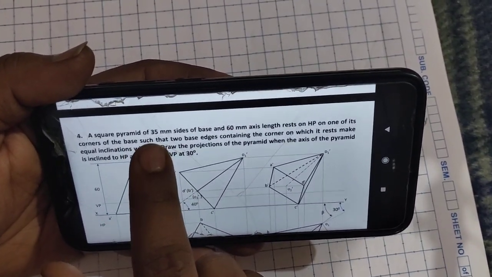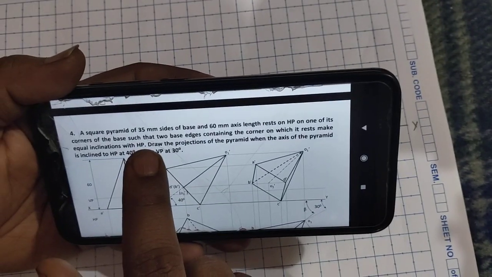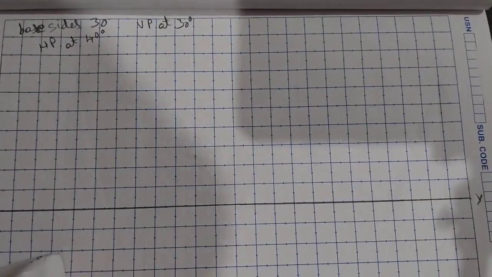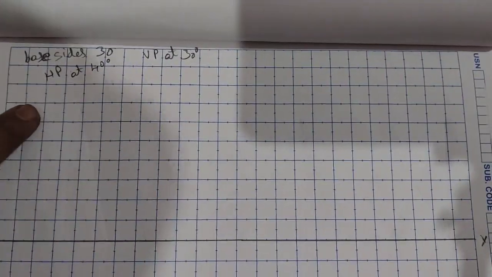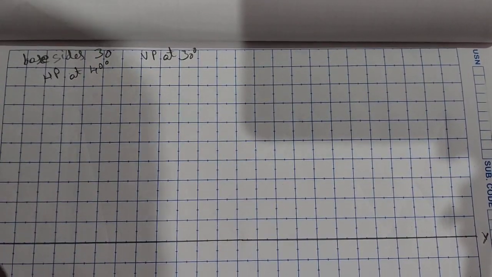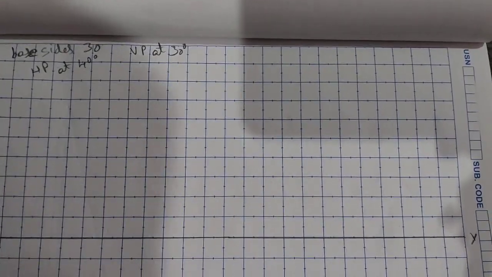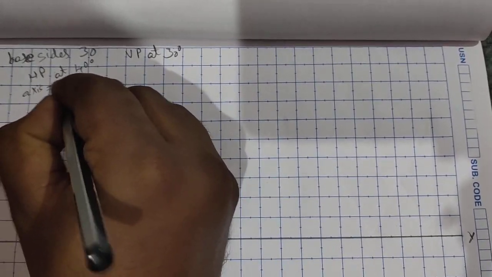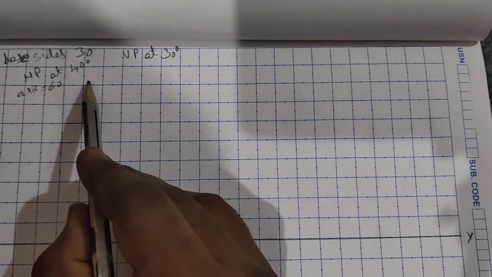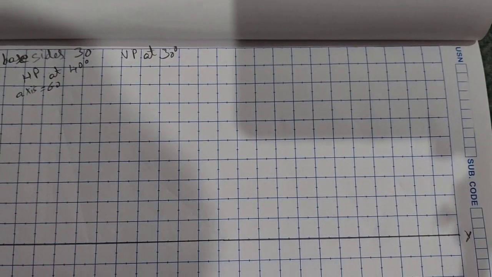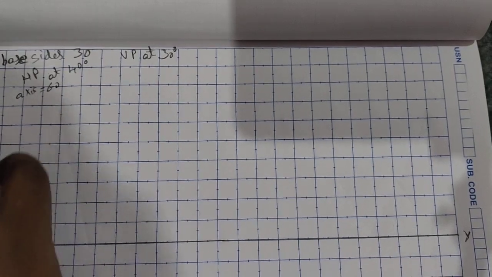The square pyramid, its base side is 35 and axis height is 60. In this problem, it is said that the axis height is 60 and it is inclined to HP at 40 degree and VP at 30 degree. So this is what the question describes.